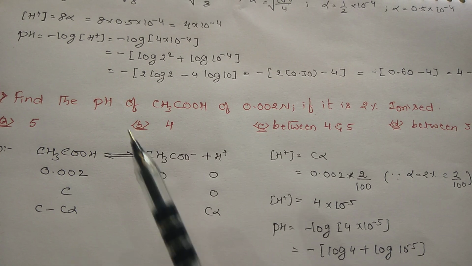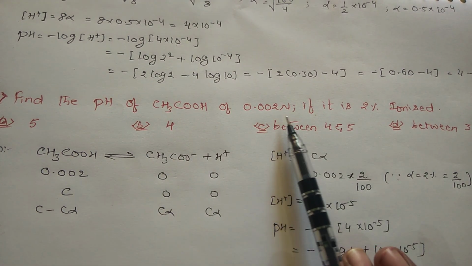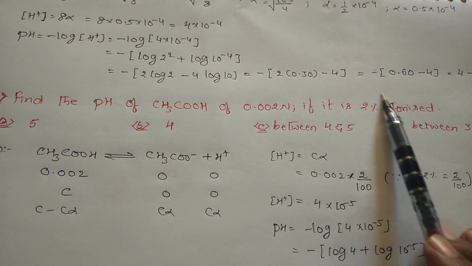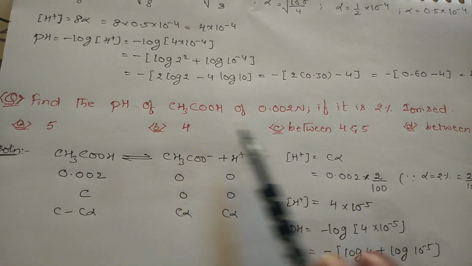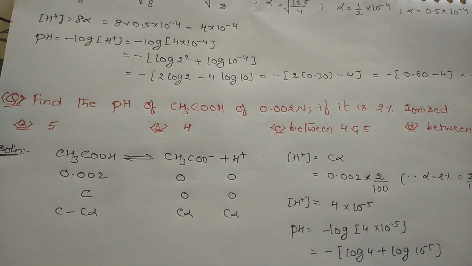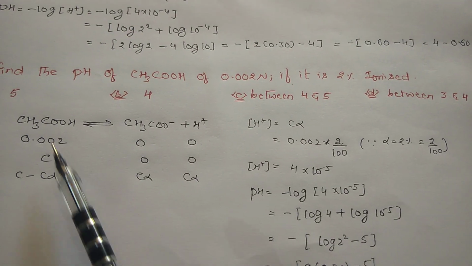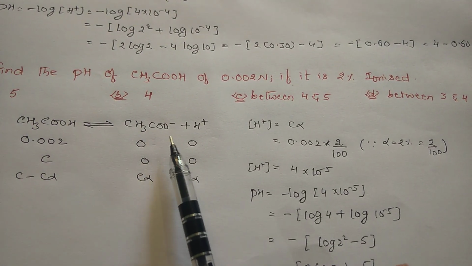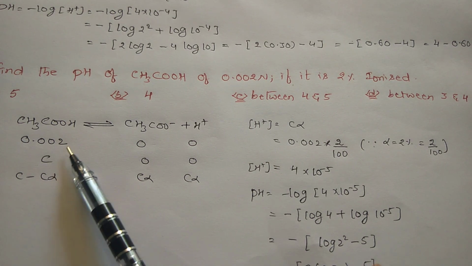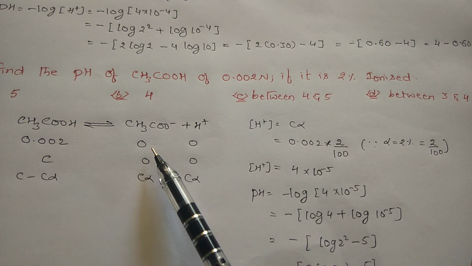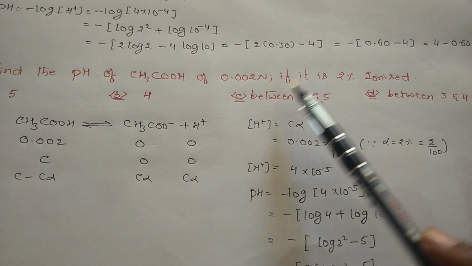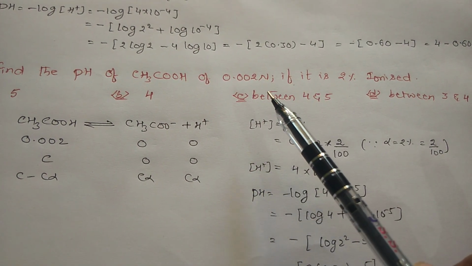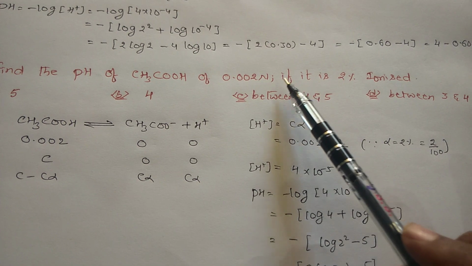So students, in the same way, try to solve one more question with respect to acids. Find the pH of CH3COOH 0.02 normal if it is 2% ionized. He is mentioning the alpha value directly. For acetic acid, the options are 5, 4, between 4 and 5, between 3 and 4. Acetic acid gets dissociated as CH3COO minus plus H plus. Concentration is 0.02 normal. This is 0 and this is 0. Convert normal into molarity. As you are getting only 1 H plus, normality will be equal to molarity itself. N is equal to M into 1, right? Then N is equal to M itself here.